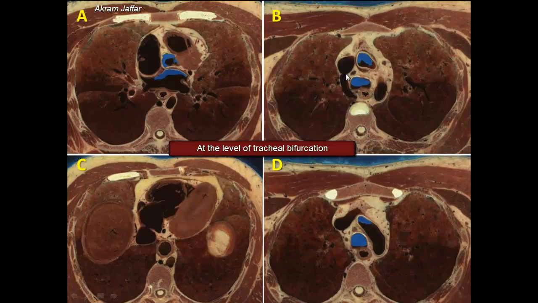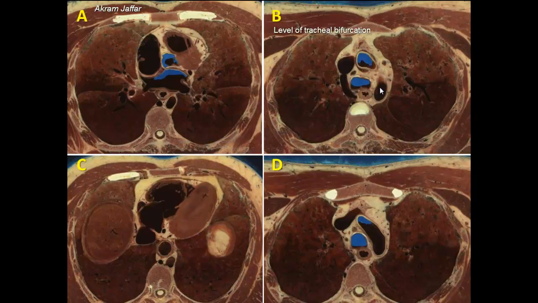Again, you can see here on the right side of the trachea is the arch of the azygous vein. So the presence of the arch of the azygous vein indicates that the level of the section is at the level of the tracheal bifurcation, which matches the intervertebral disc between T4 and T5 vertebra. Also, you can see here the ascending and the descending thoracic aorta.